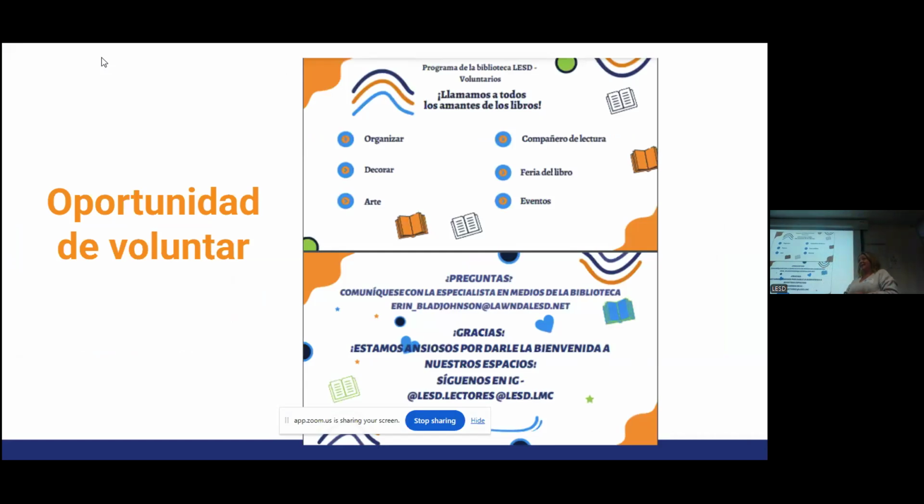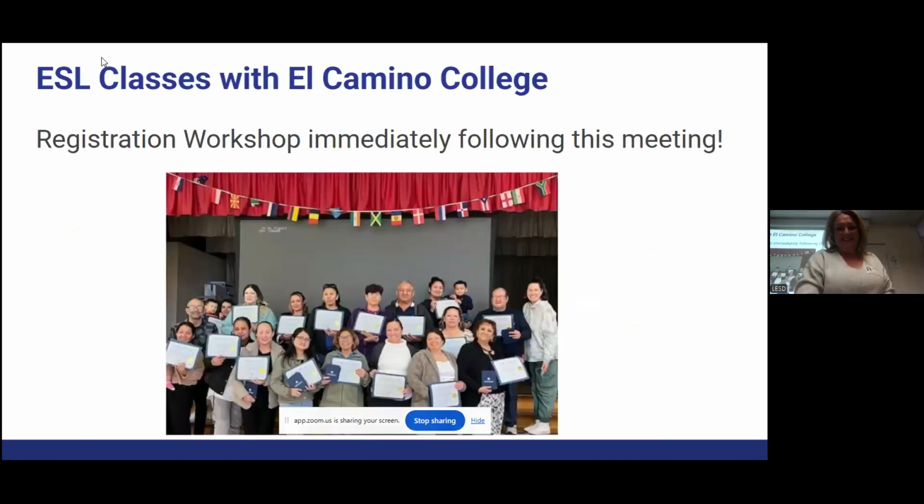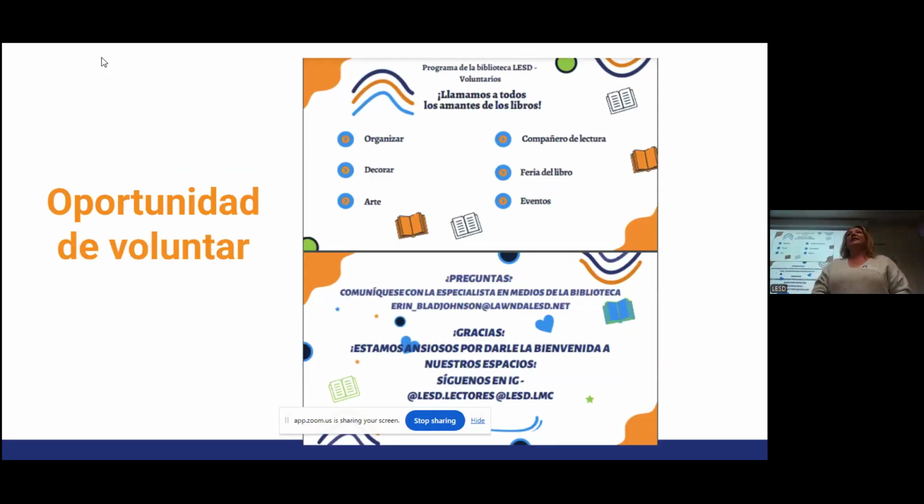Volunteer opportunity. Who likes libraries? We all like libraries, right? There's an opportunity for you to be a volunteer at libraries. If you are interested, please reach out to this email address right here to Erin, and she will be able to take your help. We really need help in the library, so if you could help us out, please contact Erin Blatt Johnson.